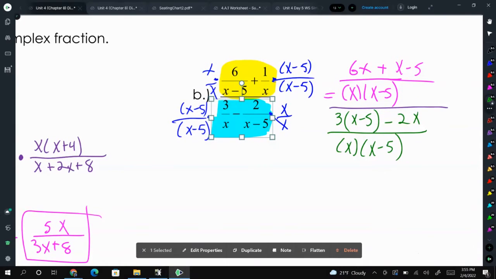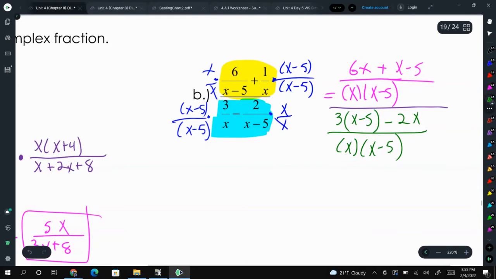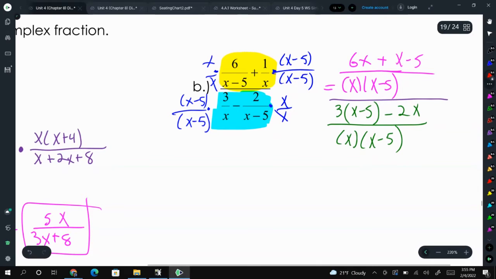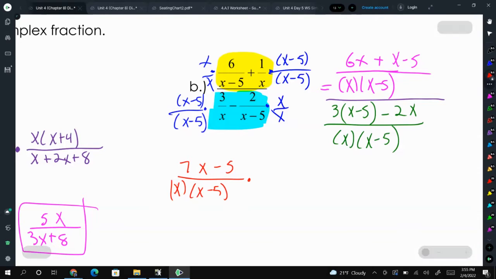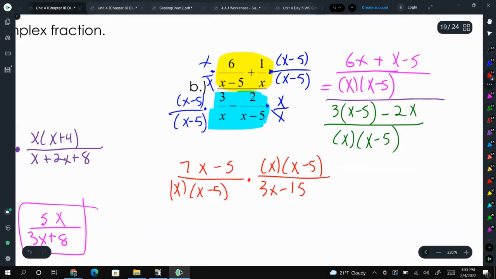So now that we have just a simple fraction over another simple fraction, we can combine like terms and then multiply by the reciprocal. So in the numerator of the numerator, we have 6x plus x minus 5. So that's going to be 7x minus 5 over x times x minus 5 times, and then we're going to flip this fraction, which is going to be x times x minus 5 over 3x minus 15 minus 2x.